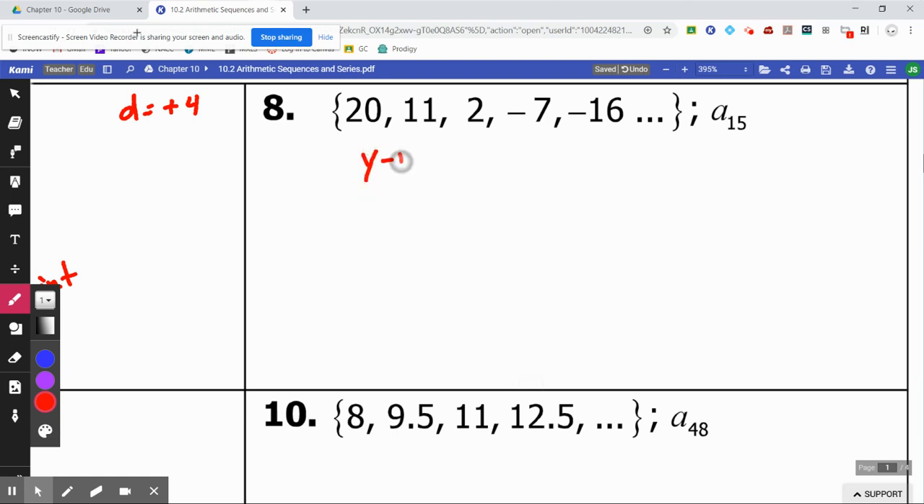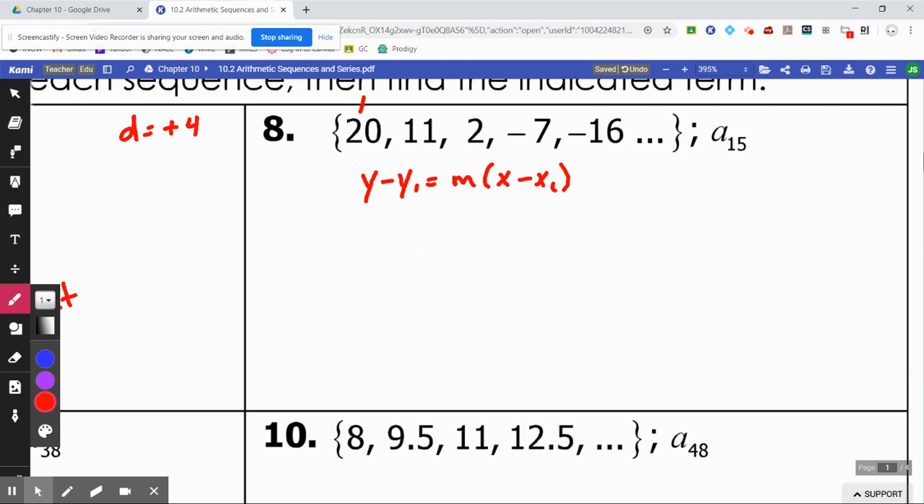So y minus y1 equals m times x minus x1. Now, you do need to remember these are points. My first point is 1, 20, 2, 11, 3, 2, 4, -7. There's an x value that goes with these y values, and those are the term numbers. So first off, my slope, I'm going down 9, so my common difference was a -9, so my slope is a -9. The point that I'm going to use is right here. I'm going to use 1, 20, so we're going to do y minus 20 equals -9 times x minus 1.